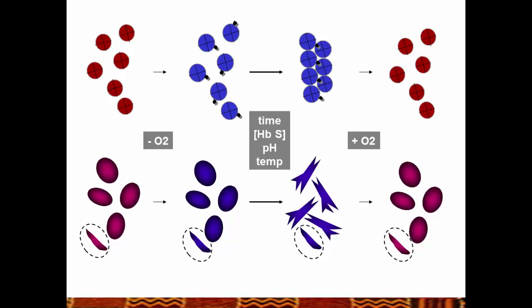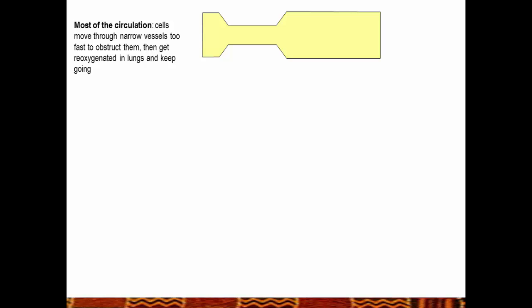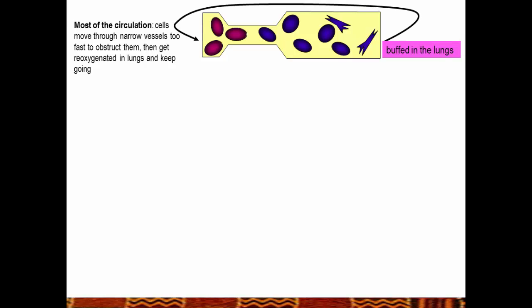Most of the time, in most of the circulation, cells give up oxygen and move through small vessels so fast that they don't have time to sickle in place and obstruct flow. Even if they do lose flexibility and distort, by then they are usually in large veins and are carried back to the lungs to buff up and recirculate.